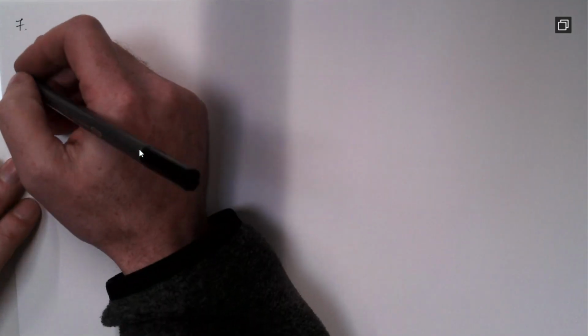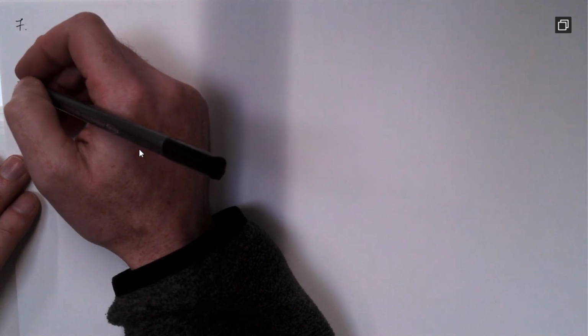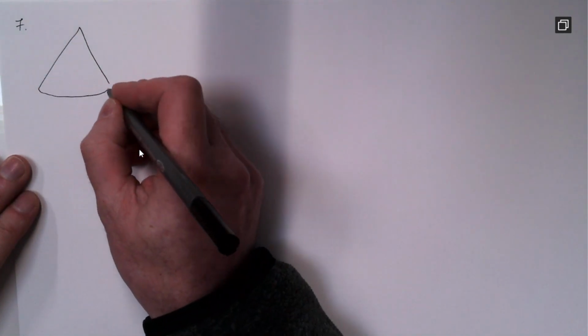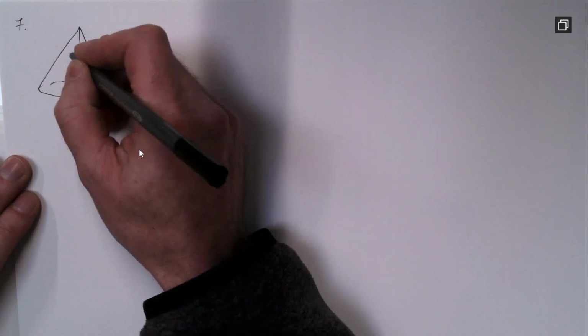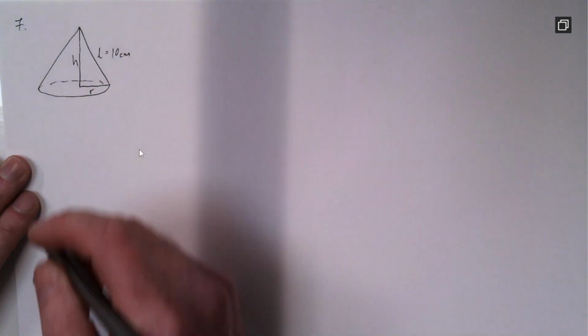Right, so the slant height of a circular cone is 10 centimeters. Find the maximum volume of the cone. Now, I'll just draw a sketch of the cone. The slant height is L, the height is H, the radius is R, and the slant height is 10 centimeters.